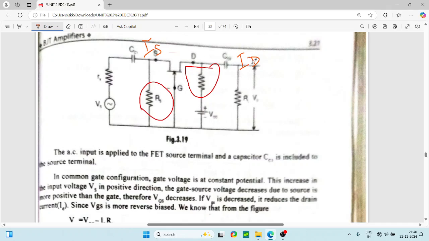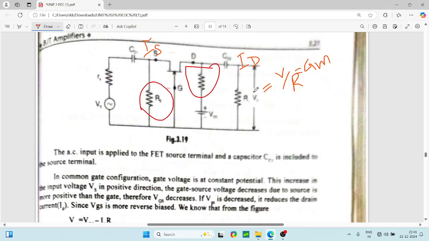You know that ID is equal to GM into VGS. We have seen this many times in small signal analysis. By Ohm's law, I is equal to V by R. Here 1 by R is written as GM, so 1 by R is equal to GM.